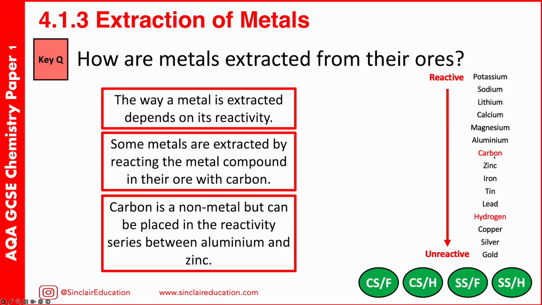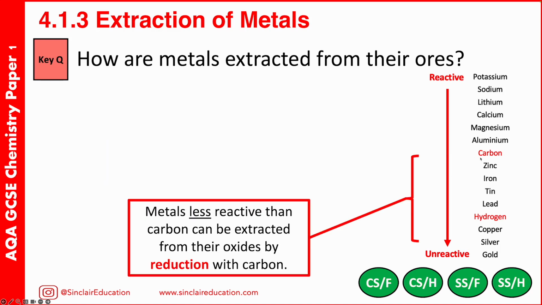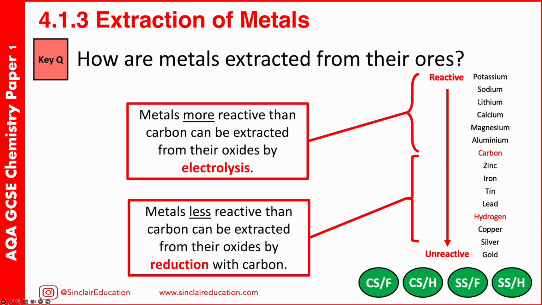So carbon, as I've mentioned, is a non-metal found below aluminium. So all of these metals below carbon, so zinc, iron in particular, tin, lead, copper, they can all be extracted from their ores by actually reacting with carbon and reducing them, so removing the oxygen from them. If, however, the metal is more reactive than carbon, this is where we need to use electrolysis, and we'll talk about this a bit later on in the session.